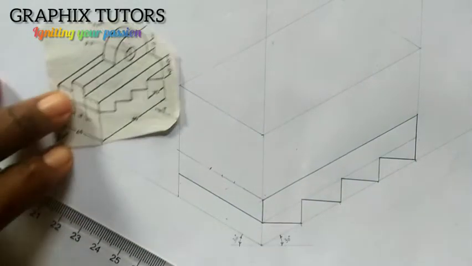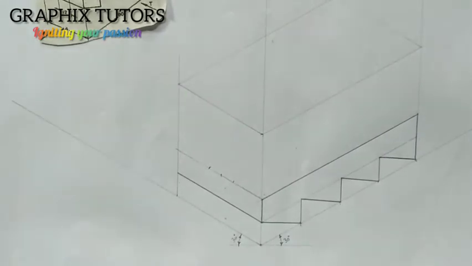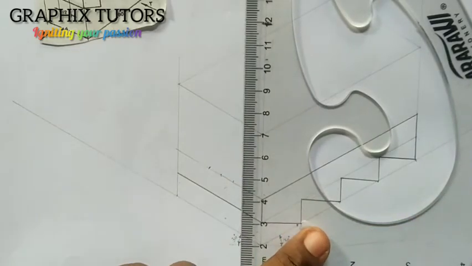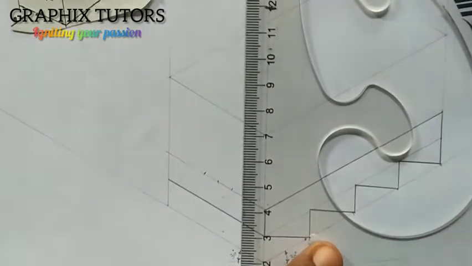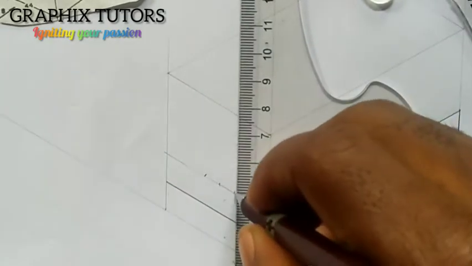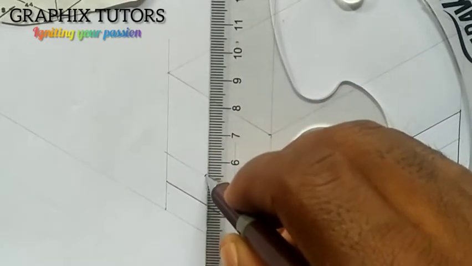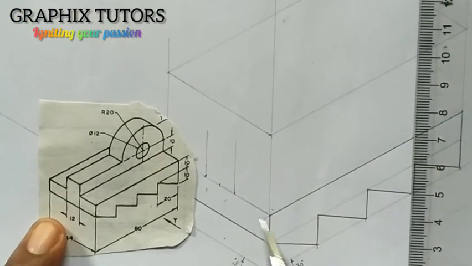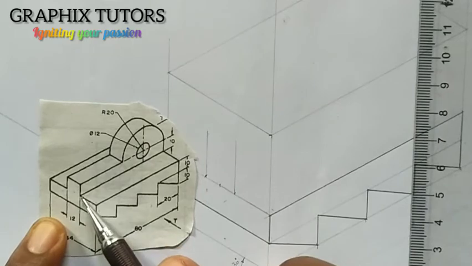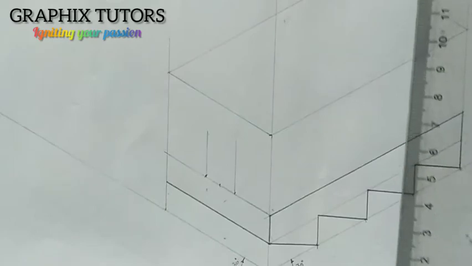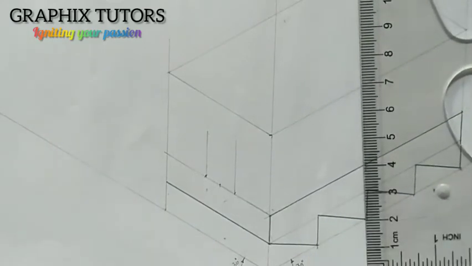So I will now take my set square to that point, this point. Let's take it up a little bit, just up. And then up here too. Right? So what is the height of this point here? 10. So with my meter rule, I'll measure 10.